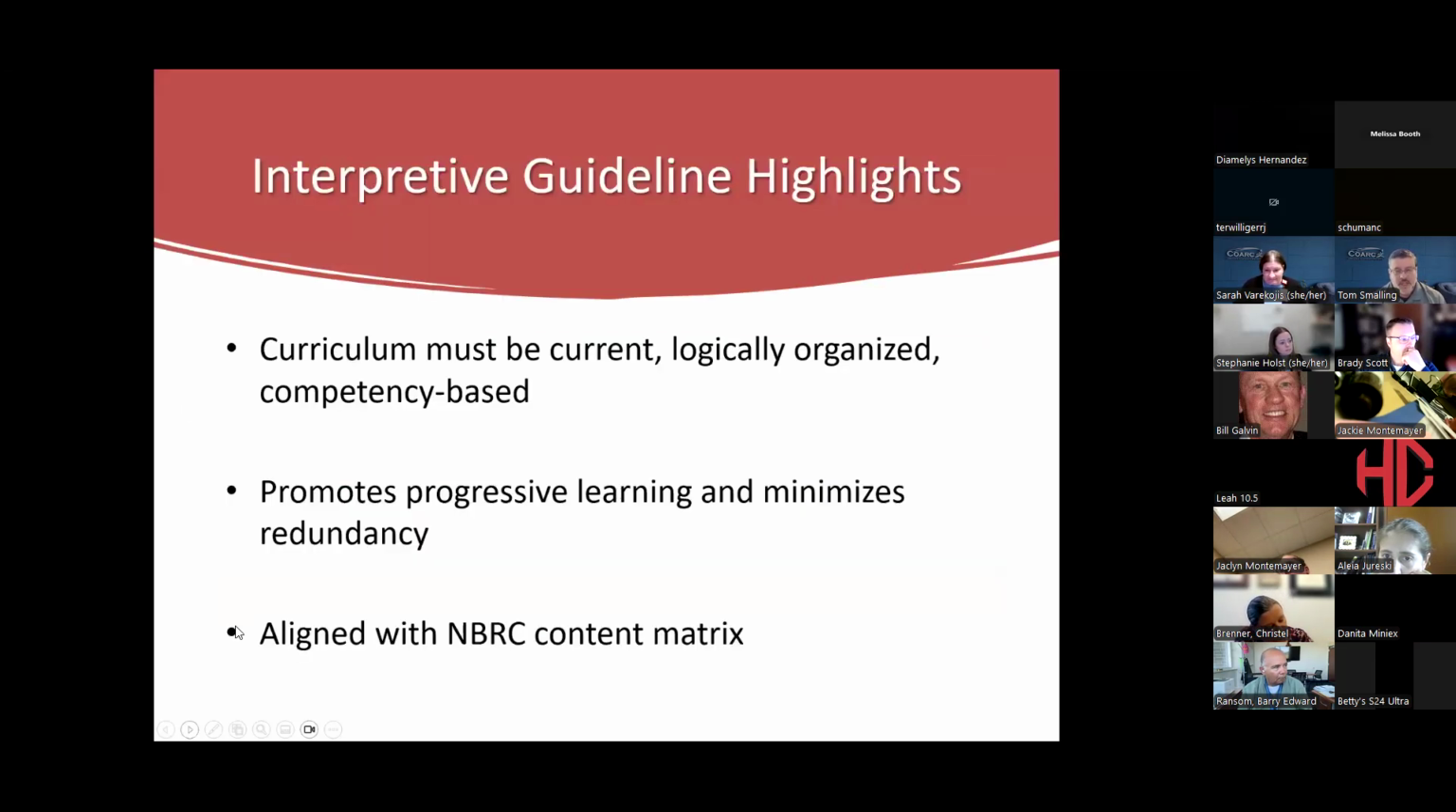Next slide. Now the interpretive guideline, some highlights. You have to have a curriculum that is current, logically organized and sequenced, and competency-based.